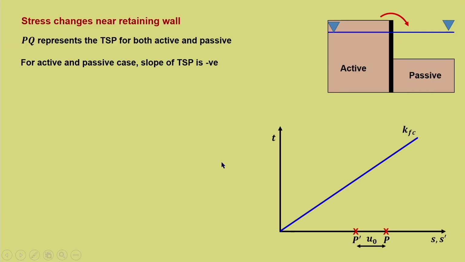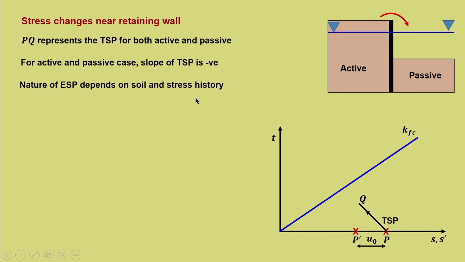So, P is the starting point and there is an initial pore water pressure of U naught. Now, this is the manner in which the total stress path changes. Why? Because the slope of the total stress path is negative, so that is why it is moving in this direction. The shear stress component is increasing, but the S dash component is decreasing. Now, the nature of ESP will depend upon soil type, soil behavior and stress history.